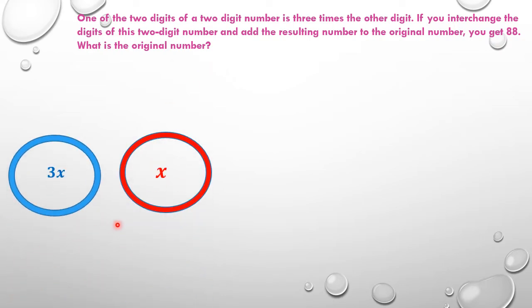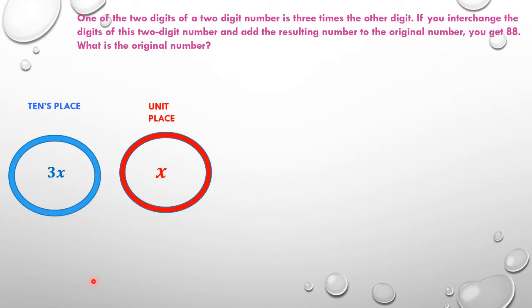Here you are finding two circles. In one circle you're seeing x, and in the other circle there is 3x. Now you will be inquisitive why I did so. So let me tell you that the circle with x represents the unit place and the circle with 3x represents the tens place.